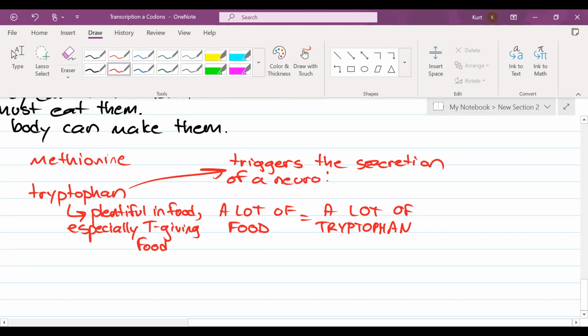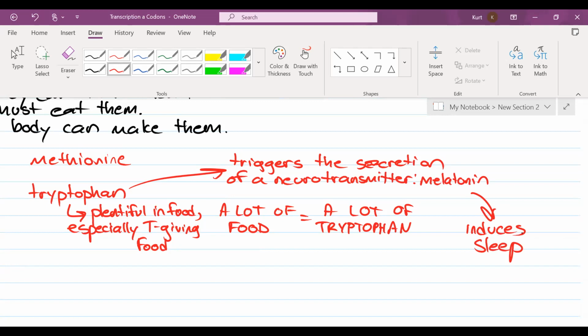Now, what is the neurotransmitter that makes you sleepy? Anybody know? Melatonin. Melatonin induces sleep. So if you have eaten a lot of food, you've eaten a lot of tryptophan, which means you're gonna secrete a lot of melatonin, which means you're gonna get a lot of sleep.